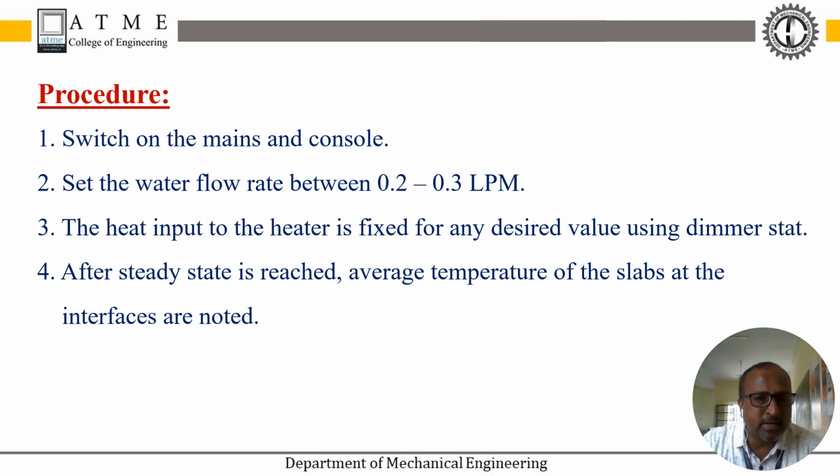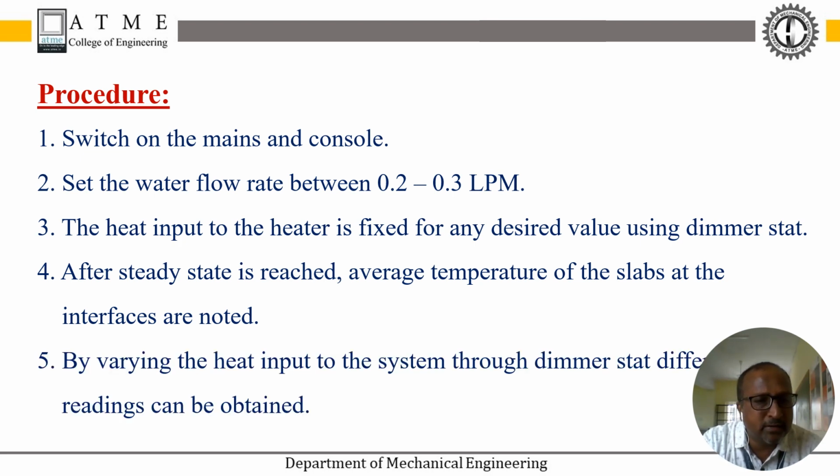We all know what steady state is, and the system takes some time for the steady state to be reached. Till then we will be adjusting the dimmer-stat and the water flow rate, so that the rate of heating at one point matches the rate of cooling. Then the steady state is achieved. At that state we are going to note down the readings, because all the values we are going to calculate are steady state condition values. Okay, that's the procedure. And then by varying the heat input to the system through the dimmer-stat, more readings can be obtained, right? So that's the procedure, a simple experiment.